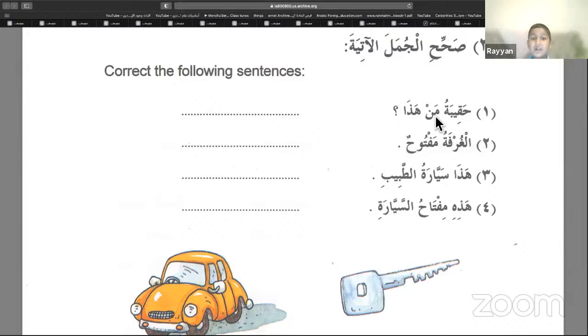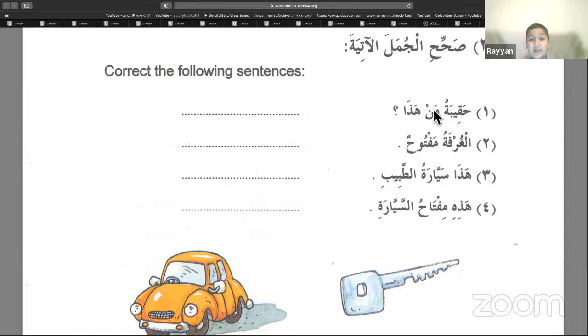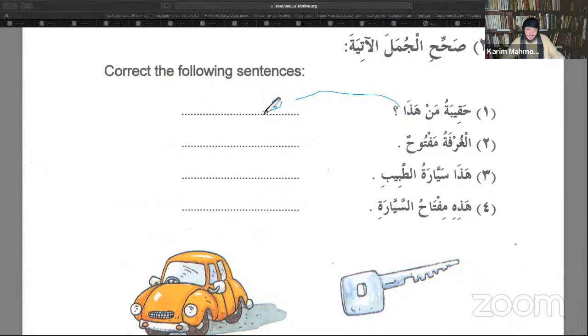Man haza. No, Haqiba doesn't take hadha. Haqiba gets the girl one. What is the girl one? Because Haqiba has a ta marbuta at the end, remember? Hazihi. Good. So Haqiba to man hadhihi. Great job. So hadha is going to become hadhihi. Everything is going to stay the same. Only hadha is going to be hadhihi.